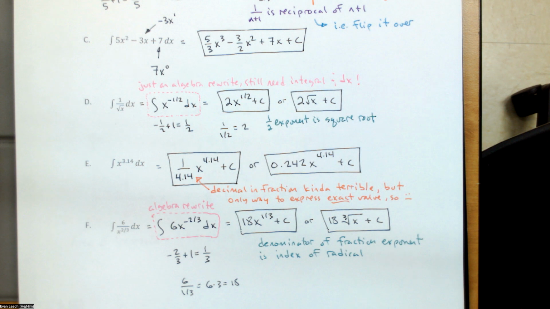So that was about 15 minutes on these 6 problems where it's just add 1 to the exponent, divide by the new exponent. You can assess how well you did on that yourself. That's going to do it for today.